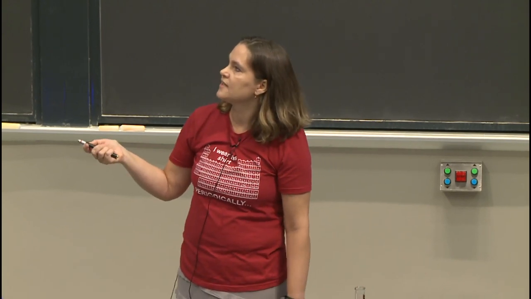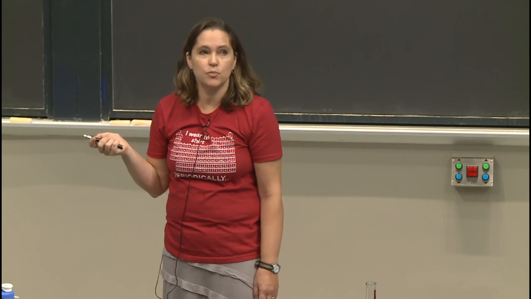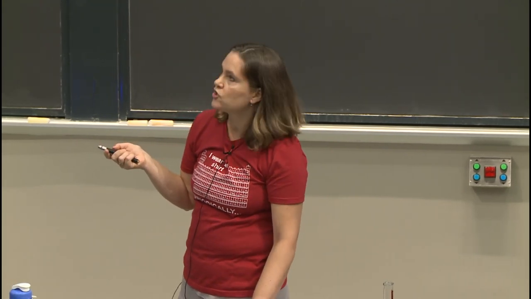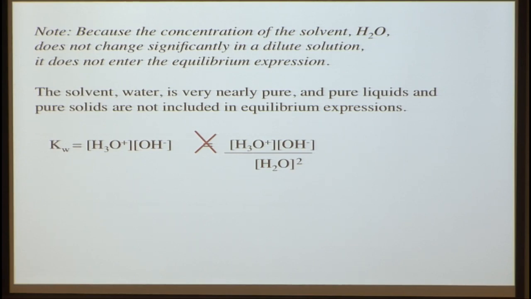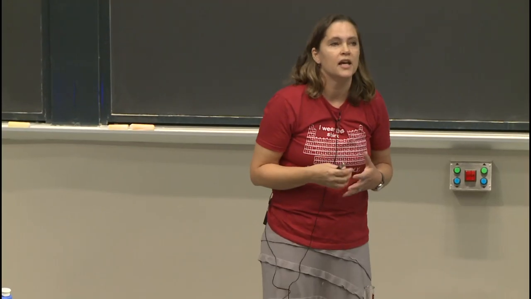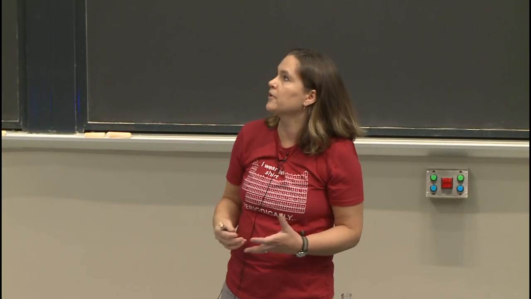All right, so if this is an equilibrium constant, we want to think again about expressions for equilibrium and make a note that we did not include water squared on the bottom of this expression. So Kw equals hydronium ion concentration times hydroxide ion concentration. You don't put it over water. The reason for this is that water is a pretty pure solvent, and you don't include pure solvents in your equilibrium expression.